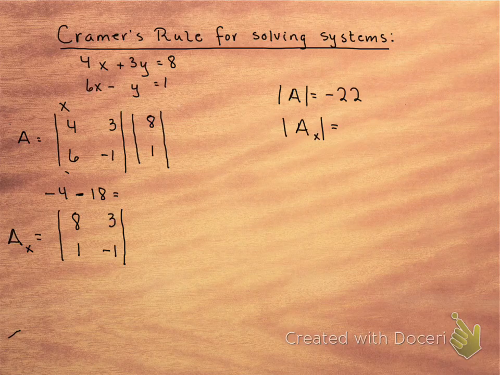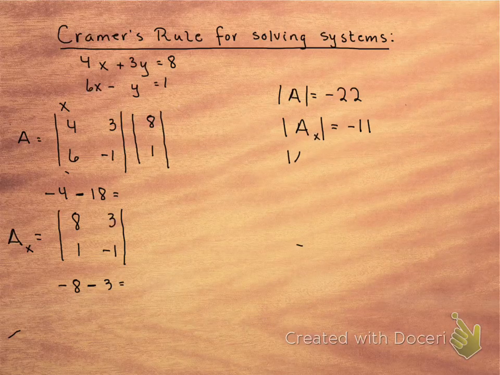Okay. Now what we'll do there is find the determinant. So we're looking for the X determinant of A. We took the X column and replaced it with the solutions, and find the determinant. 8 times -1 minus 1 times 3. And that gives us that the X determinant is -11.